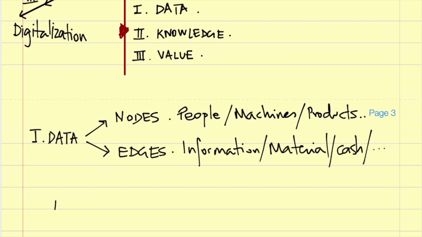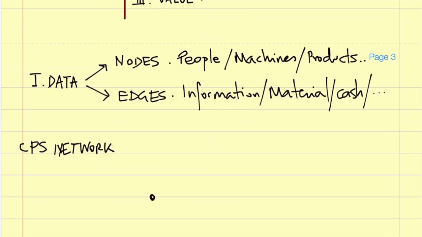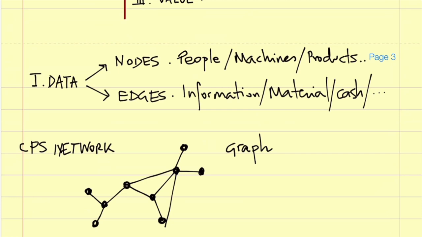And not any network. We have a cyber physical system network formed by people, machines, products, and stuff that at the end of the day are going to create value for a certain customer, but what you have is a network. These nodes, the people, the workers, the machines, the products are giving constantly information, are communicating to each other. And the way to describe a network is with a graph. So a graph is nothing but a collection of nodes and edges in an ordered manner.